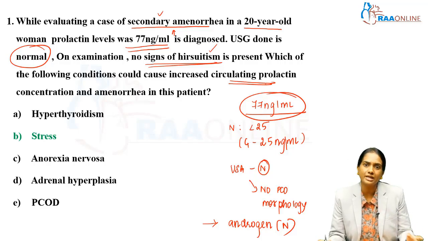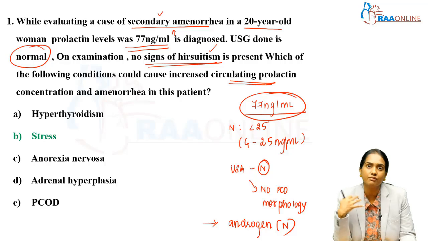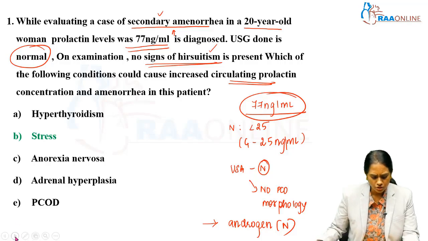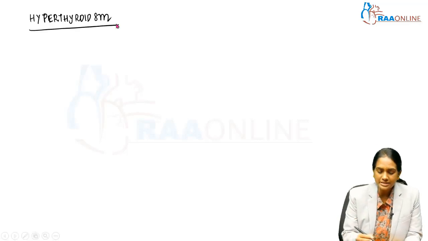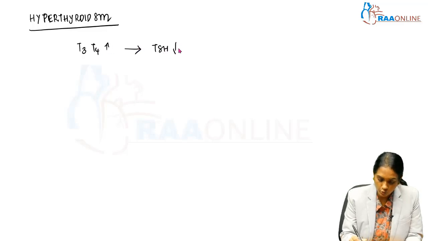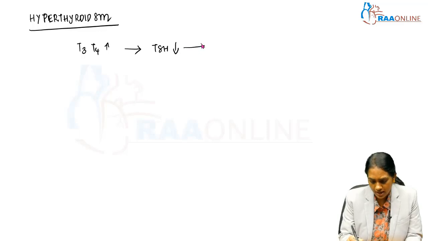Whenever it comes to disorders where the values are increased, we can give only DDs. Out of these 5 options, we are going to choose the best one. The first option is hyperthyroidism. In hyperthyroidism, the thyroid hormone levels are high. As a result, the TSH is going to be low because of the negative feedback mechanism, and the thyroid releasing hormone is also going to be low.